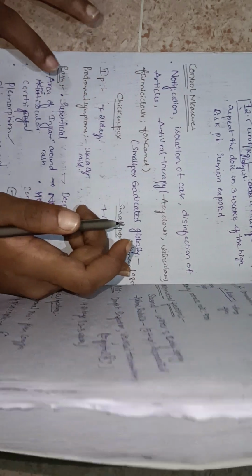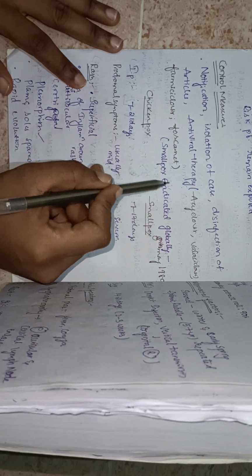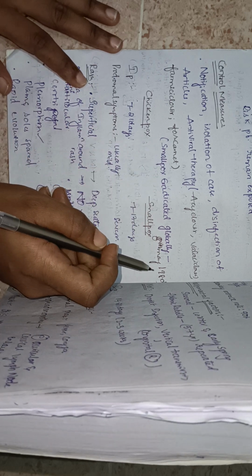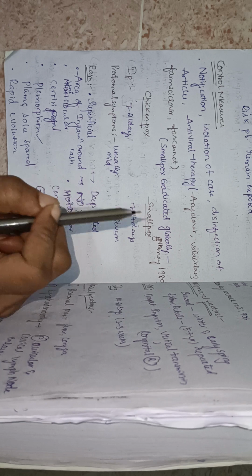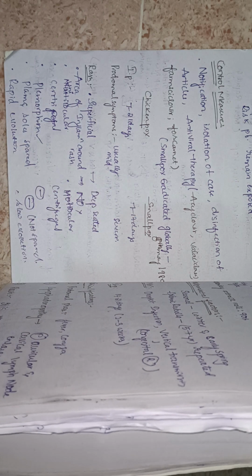Next, we can look at some quick points, the difference between chickenpox and smallpox. In general, smallpox was eradicated globally on 8th May 1980. Next comes the difference between chickenpox and smallpox.